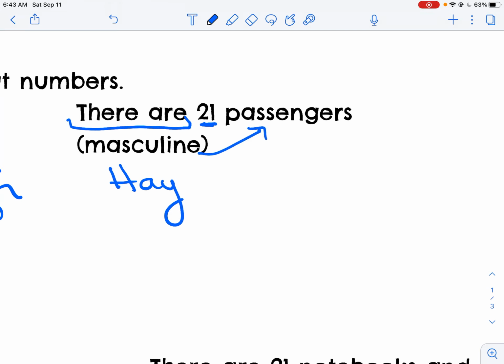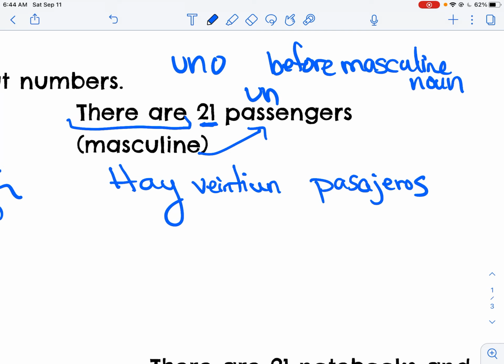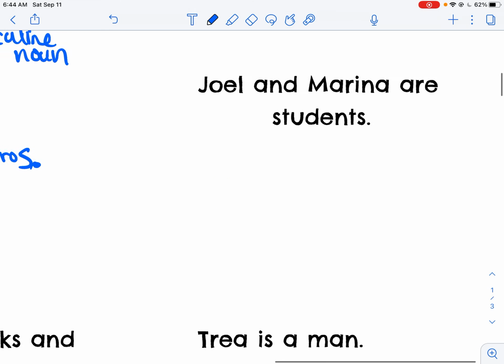21. Now, this says it's masculine passengers. So this is pasajeros. Oops, except I can't spell. So I need to do the 21. So 20. Now, remember that if a number ending in uno comes before a masculine noun, it changes to un. And when you change 20 to 21, you have an accent mark on the U. Make sure you put a period because it is a sentence. Ooh, I didn't put a period in English.